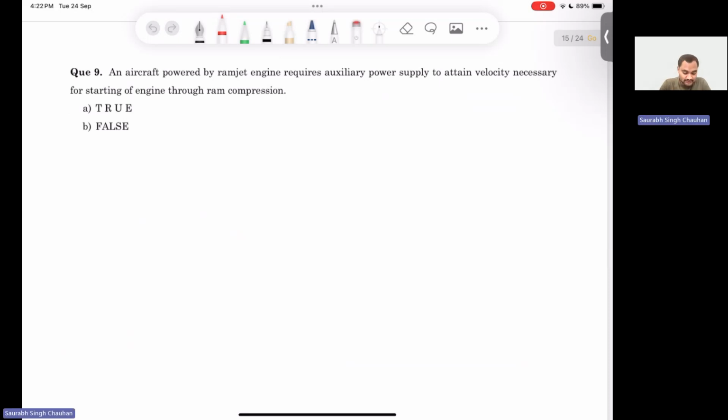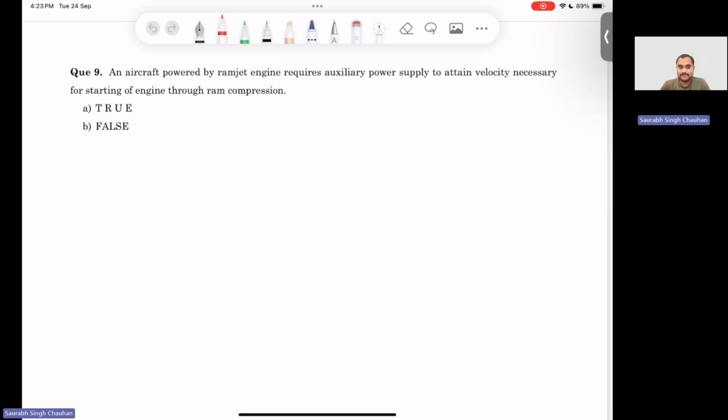So question number 9 says an aircraft powered by a ramjet engine requires auxiliary power supply to attain the velocity necessary for starting off the engine through ram compression. So the answer is yes. It does require some auxiliary power supply so that the velocities are enough so that the engine can be started using ram compression.